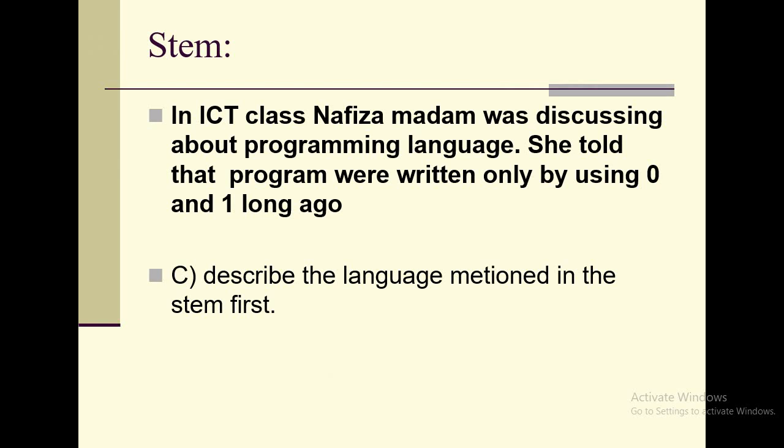Here is an example of a creative question. In an ICT class, Nazifa madam was discussing programming language. She told that programs were written only by 0 and 1 long ago. Describe the language mentioned in the stem. Since she spoke about a programming language using only 0 and 1, obviously it's a first generation programming language, that is low level or machine language. You need to describe the first generation language.